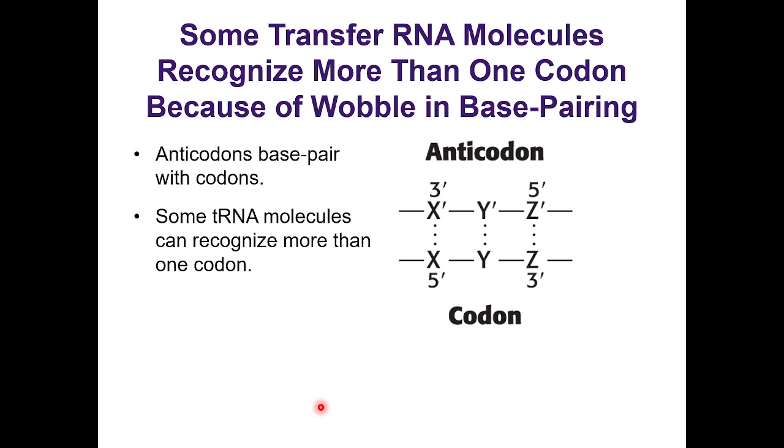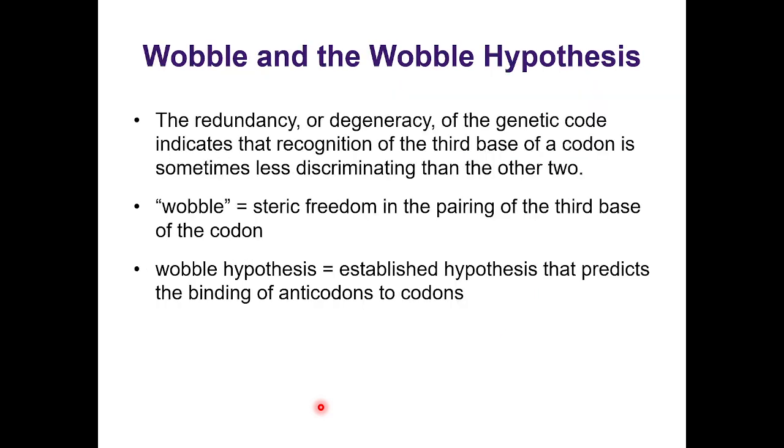Does that make sense? I.e., you'll have several matches that it can be because those are places that you have a tendency to have errors. Okay? You don't quite have as tight of a fit. So the wobble and the wobble hypothesis.